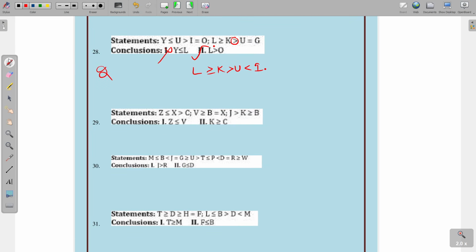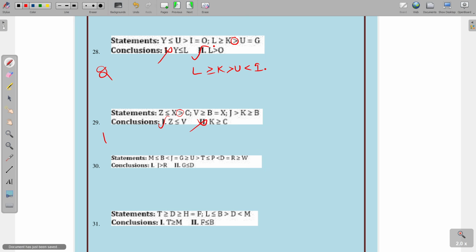Next, question number 29. See Z less than or equal to V. Z less than or equal to X. Starting from X, X to V. So first one is follows. K greater than or equal to C. K here and C here, so here we have opposite symbol, so second one does not follow. 29, only one is correct.